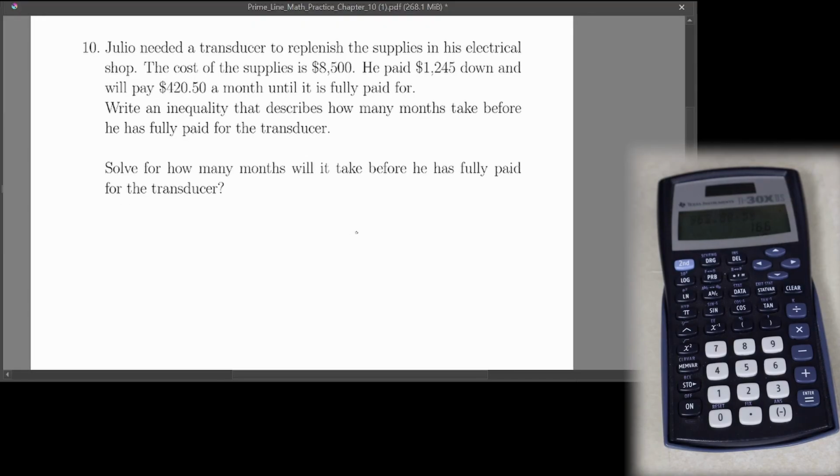Okay, so we've got Julio. He needs a transducer for his supplies. His supplies cost $8,500. Okay. He's paying down, so that's the total cost. He's paying down $1,245. And then he's going to also pay $420.50 for each month until it's fully repaid. And so this value is going to be greater than or equal to 0. Once it's 0, then he has it paid off.